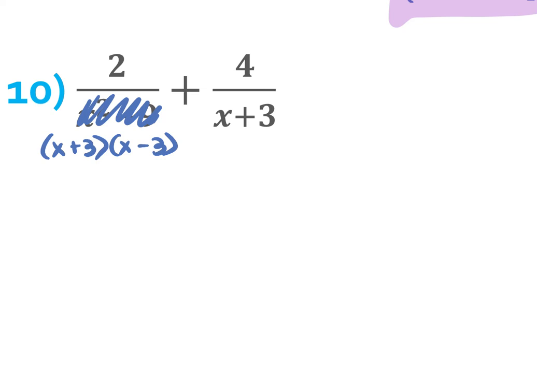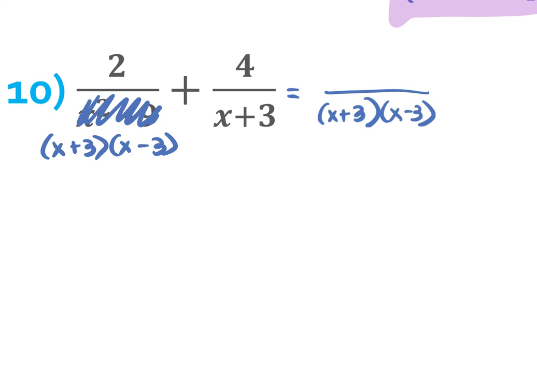Now, I have a repeated factor. If they are both to the same power, then I just take that factor and make it part of my least common denominator. Because both x plus 3 and x plus 3 go into x plus 3, so that x plus 3 is going to be part of my least common denominator. But then I also have an x minus 3. So my least common denominator is going to be x plus 3 and x minus 3.